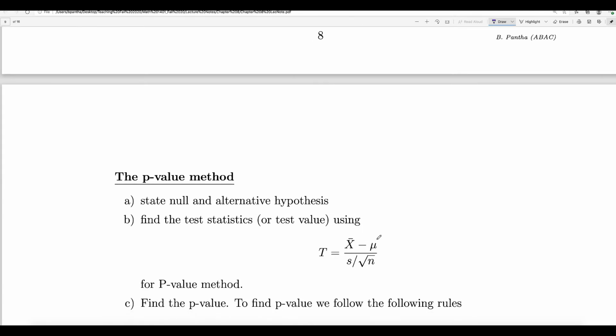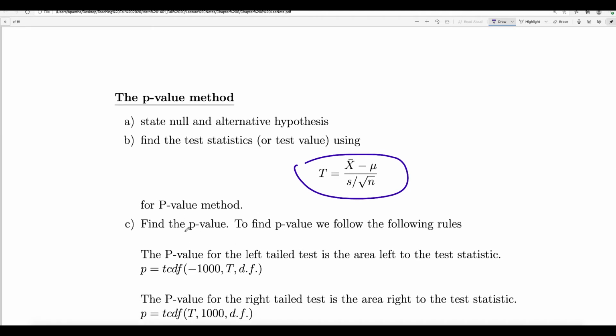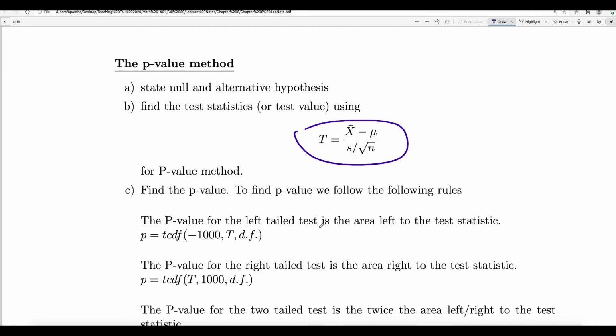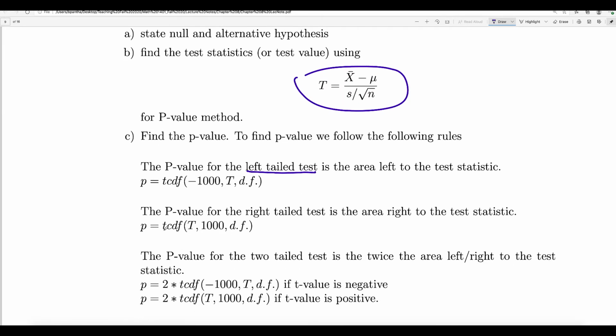Similarly, in the p-value method, state the null and alternative hypotheses. Find the test statistic, using the same formula. Then find the p-value. The p-value is the area left of the test value or right of the test value, depending on the tail of the test. For the left tail test, the p-value is the area left of the test value. For the right tail test, the p-value is the area right of the test value.